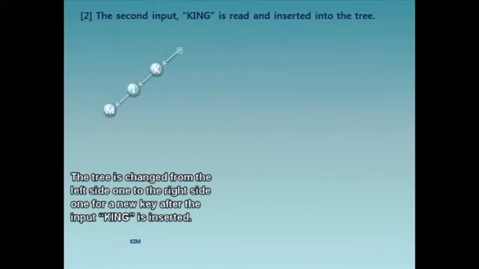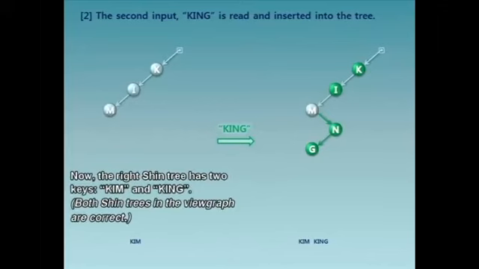The tree is changed from the left side one to the right side one for a new key after the input King is inserted. Now, the right Shin tree has two keys, Kim and King.